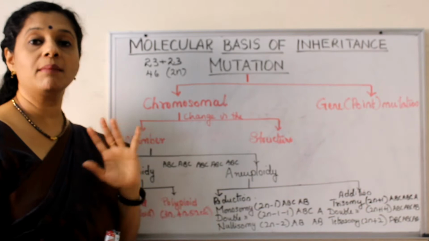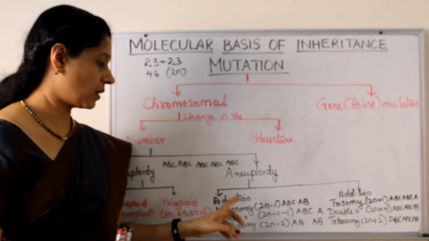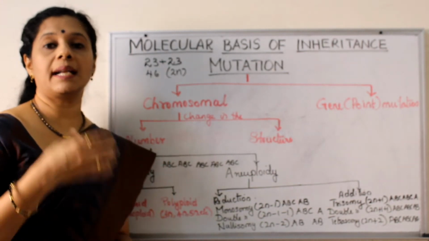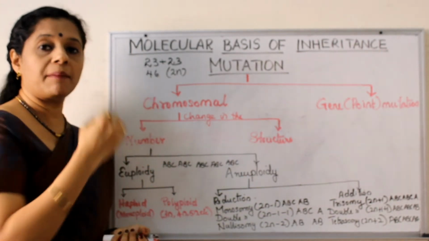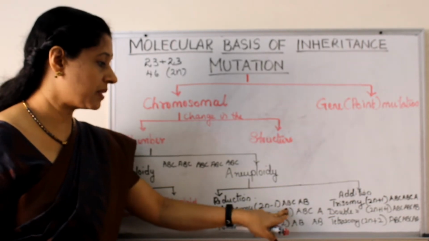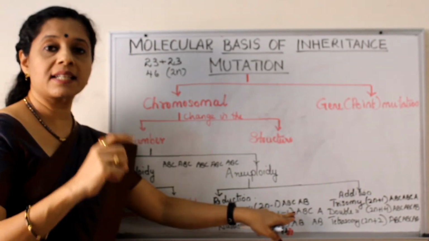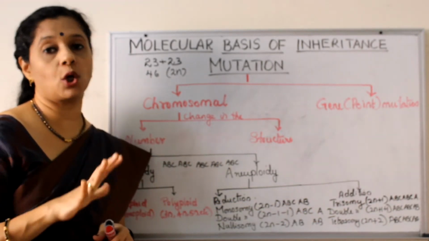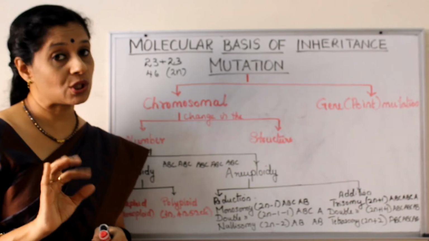So reduction, first one, monosomy. Monosomy means what? Mono means what? 1. So 2n minus 1, our total number, suppose it is 46. From that only 1 is missing. That is called a monosomy. That is, suppose we have ABC one set. Next one only AB there. C is missing. So 1 is less than the total number. That is called a monosomy.